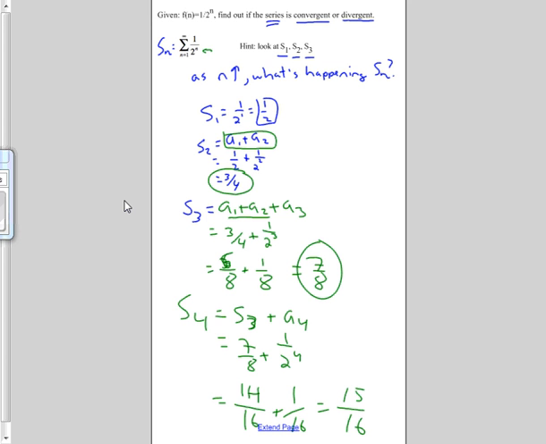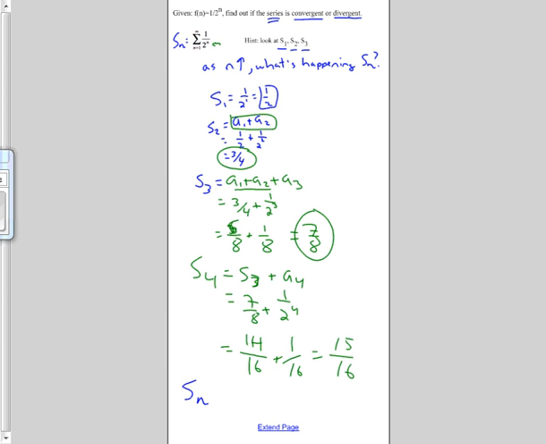So we're back at this problem, trying to think about whether the series converges or diverges, and we looked at S sub 1, S sub 2, S sub 3, S sub 4. Just looking at these numbers, it looks like S sub n is probably, as n gets close to infinity, getting close to 1. These values are all getting close to 1. But let's see if we can prove that even more.